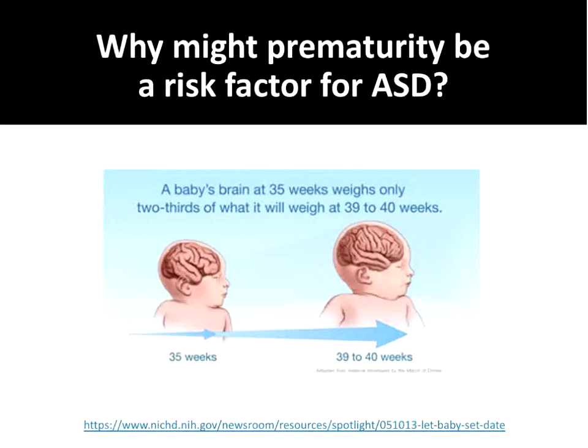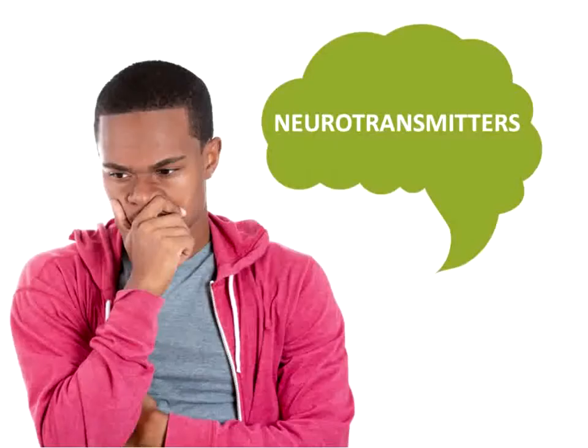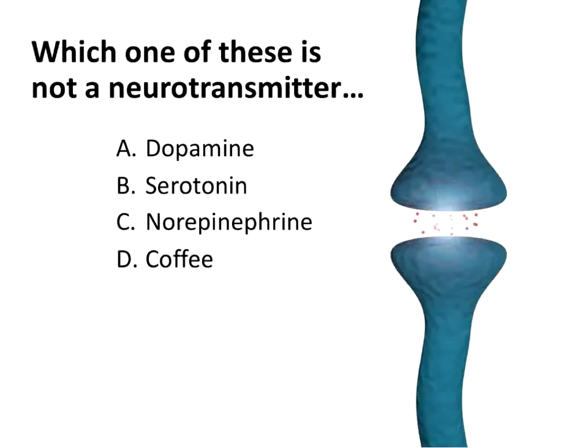We've been going through the surface view. Now we're going to go into the inside view, which is called the neurotransmitters. Many of you may know what a neurotransmitter is. This question was posed: which one of these is not a neurotransmitter? So we're at the polling stage again, and I'm hoping that you guys are participating.